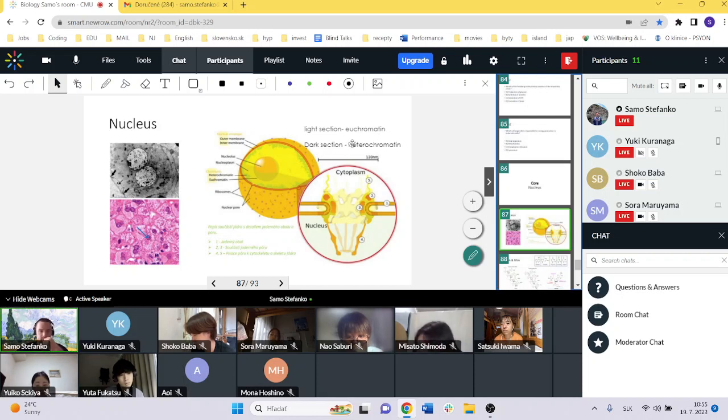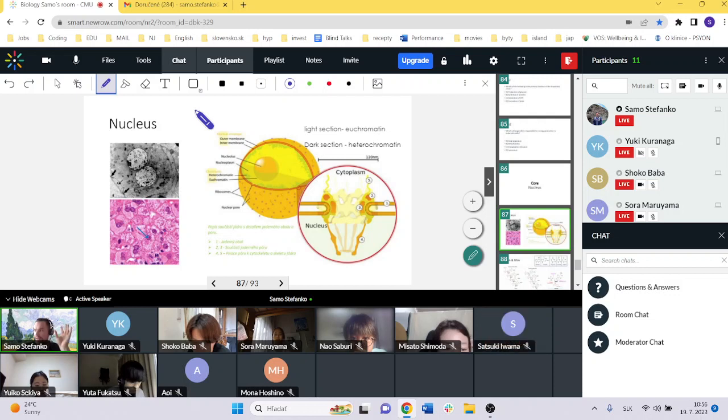So, guys, as we said, euchromatin is the light section and is the active part of the nucleus, or of the DNA, and heterochromatin is inactive. What does it mean? Different cells require different proteins, so they transcribe different DNA segments. What we see as euchromatin in one cell may be heterochromatin in another cell, and vice versa.